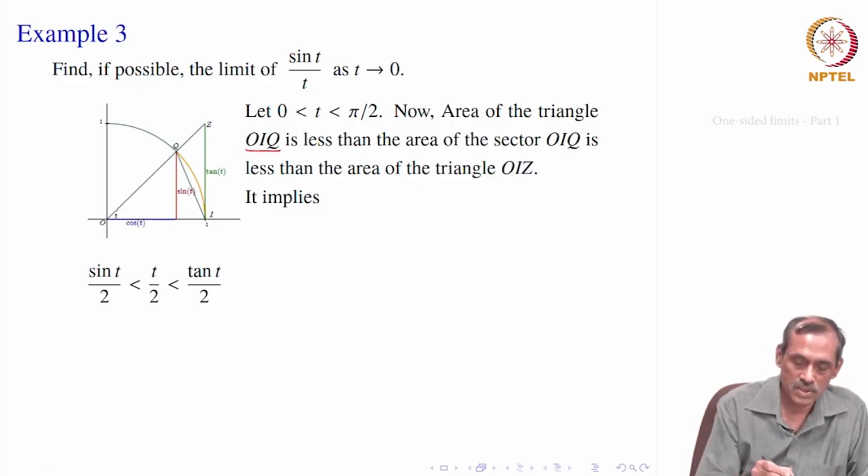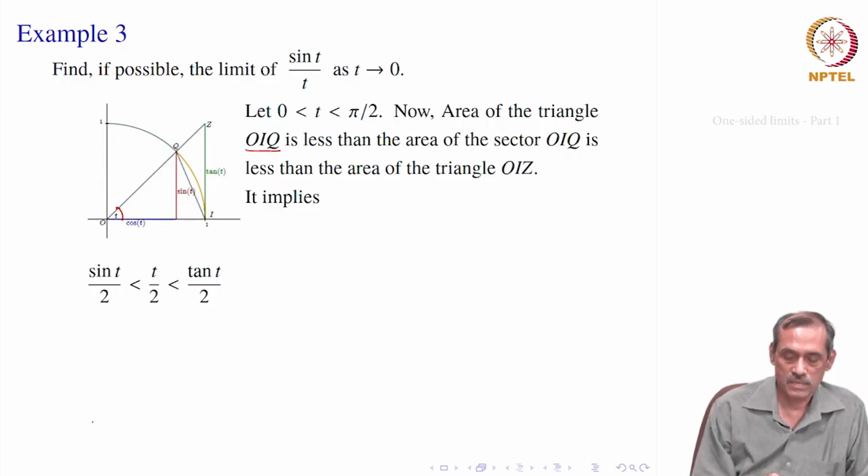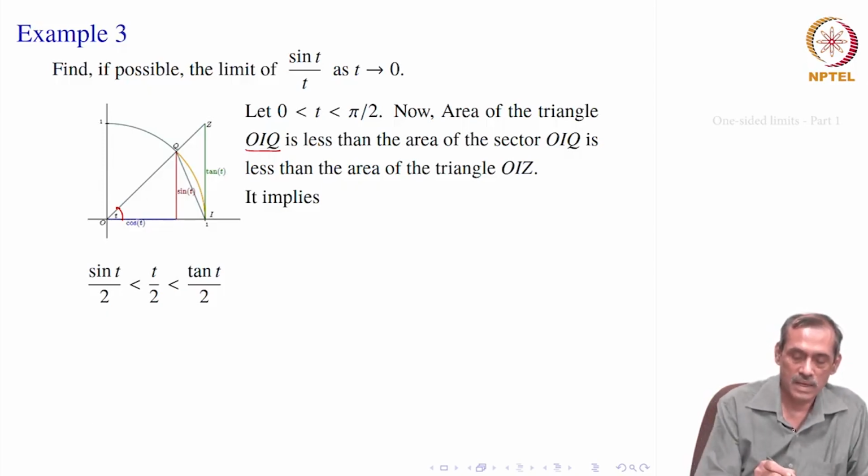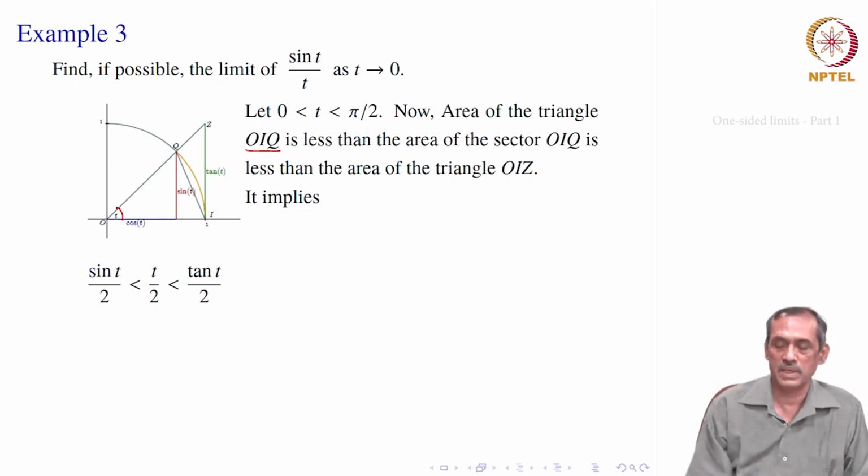And since this is T, and if you measure this in radians, that is what we get: the area of the sector is equal to T by 2. This length is T, so it is T by 2. And the area of the triangle OZI is again tan T multiplied by base 1, divided by 2. So it is tan T by 2.